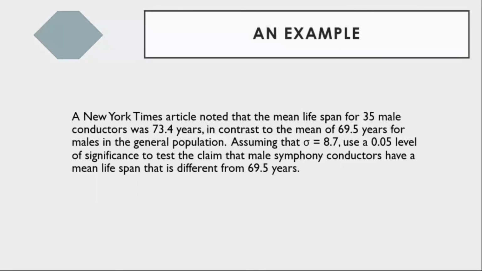Let's try one last example. We're going to look at a mean this time instead of a proportion. So the New York Times article noted that the lifespan for 35 male conductors was 73.4 years. The lifespan for all males is 69.5 years. Again, for the population, for everyone. So let's assume that we have a standard deviation of 8.7, and we're going to use a significance level of 5% to test the claim that male symphony conductors have a lifespan that is different from the population average of 69.5.